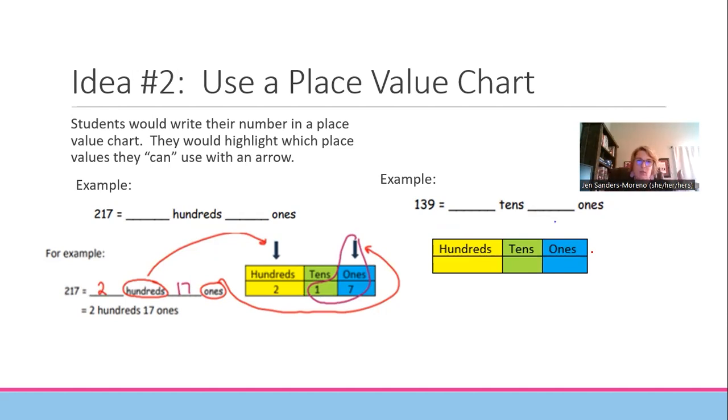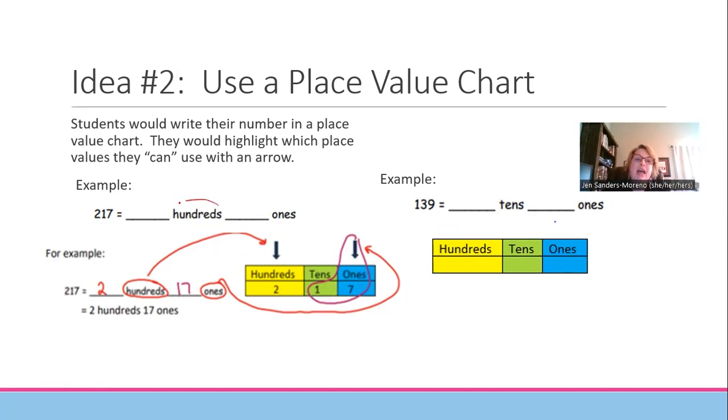So for this one, we've got our place value chart. And here, this is just hundreds, tens, and ones. And whoa, that one's really blurry. Sorry about that. I'll rewrite it for you guys. But the idea here is that they're going to write their number in here. So hopefully you can see that they wrote the number 217, which would be 2 hundreds, 1 ten, and 7 ones.